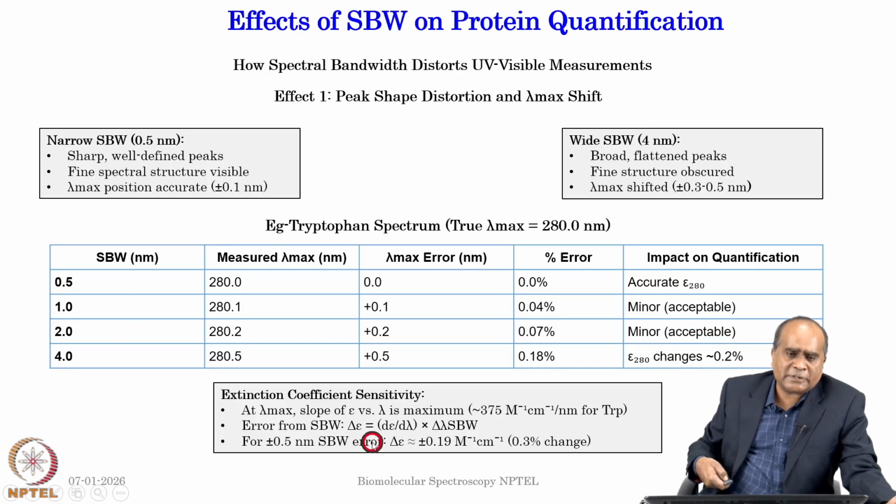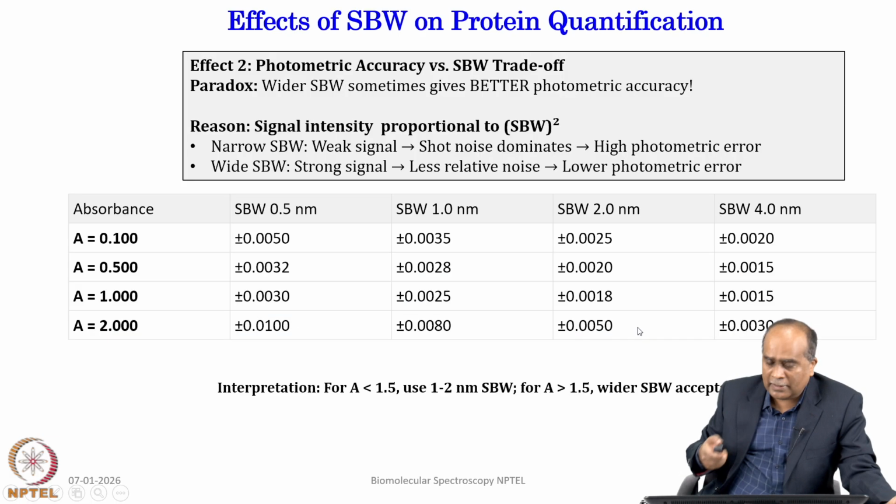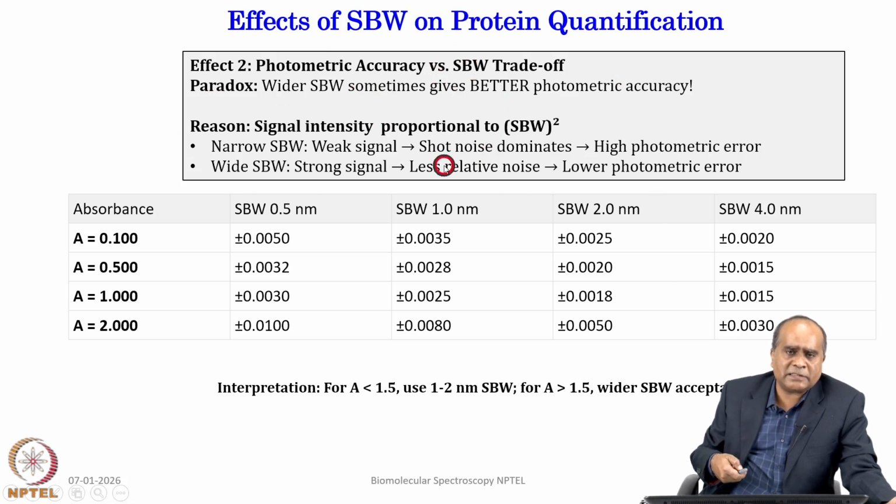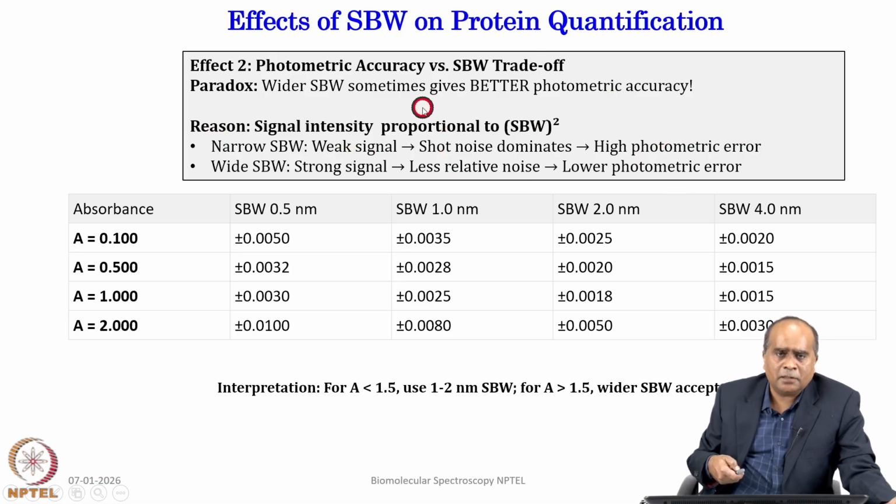So, extinction coefficient sensitivity is very important, right? For something like troponin C, as I mentioned, it can change and give you the wrong value. That is what we said. So, effect 2 can be photometric accuracy and spectral bandwidth trade-off. If you look at spectral density, it is proportional to bandwidth squared. So, if the bandwidth is narrow, the signal is weak, shot noise dominates, and there is high photometric error.